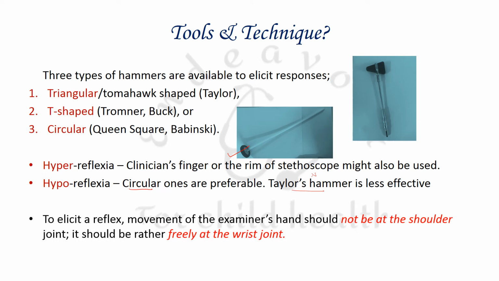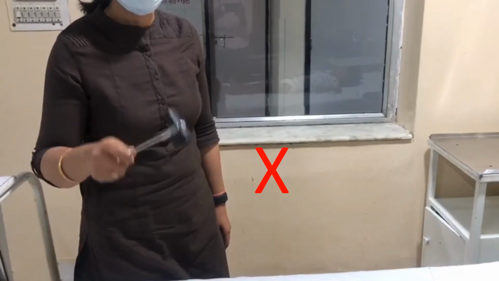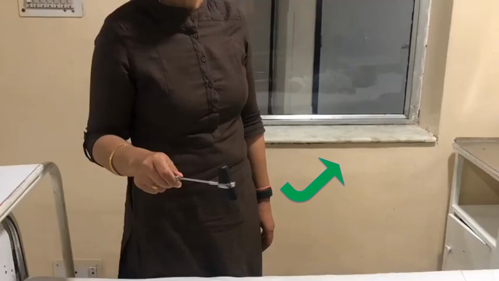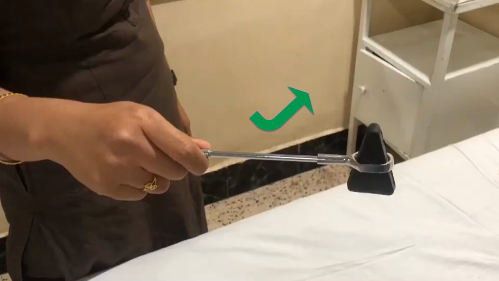One must also remember that to elicit a reflex, the movement of the examiner's hand should not be at the shoulder joint. It should rather be free at the wrist joint. I'll explain further. In this video we'll see that the majority of students move their shoulder joint while eliciting a reflex, which is a wrong method. This is a wrong method. Rather, the movement should be free at the wrist joint. For example, here. Let's have a closer look.